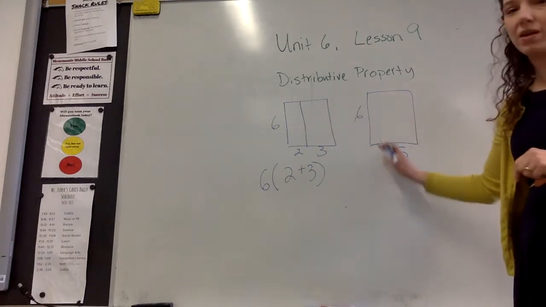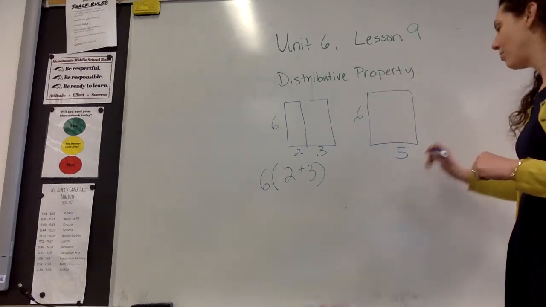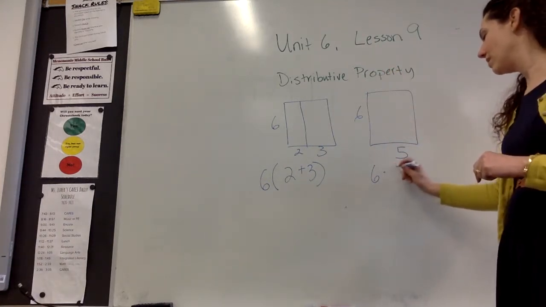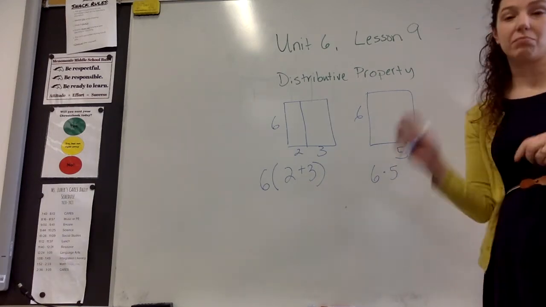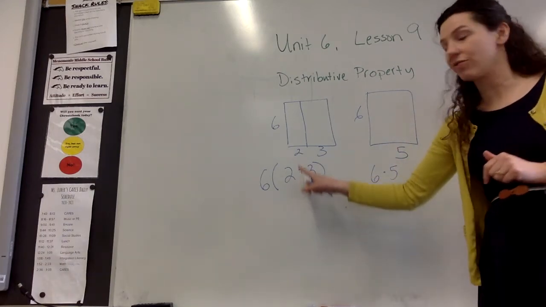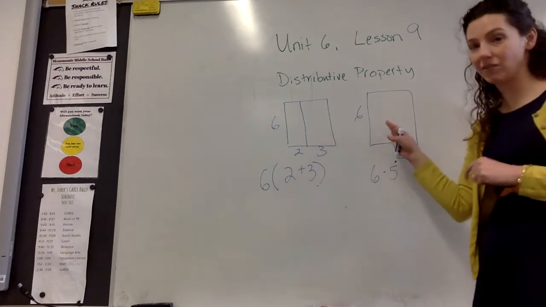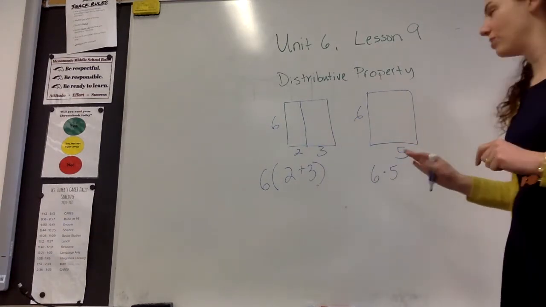And then this rectangle is 6 by 5, so that would just be 6 times 5. Now, both of these, obviously, we know equal 5 on this side. This side is 5 long. These two rectangles are the same, but this kind of shows that distributive property.